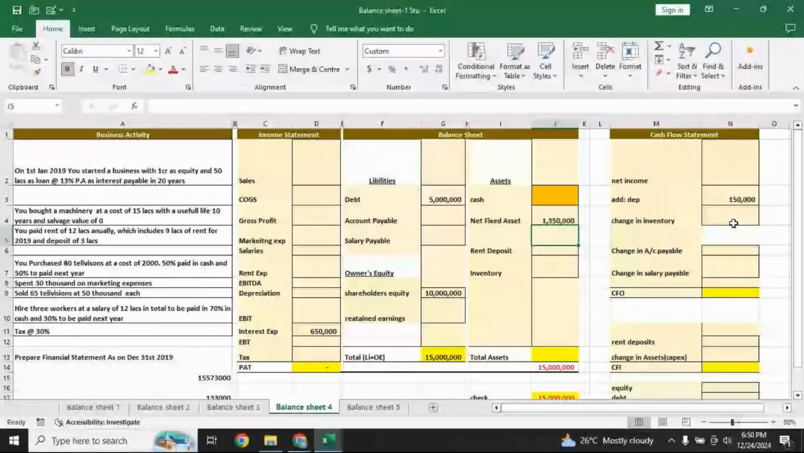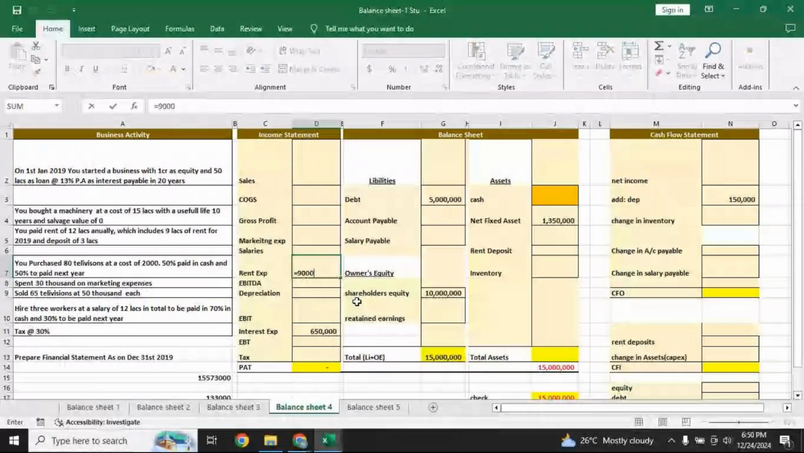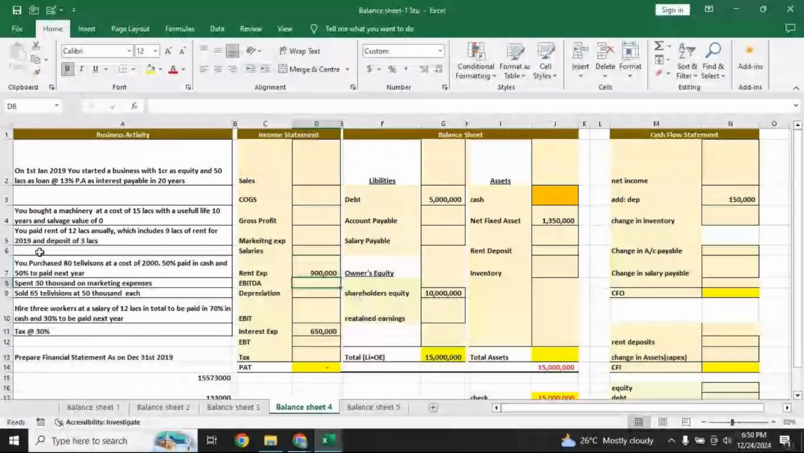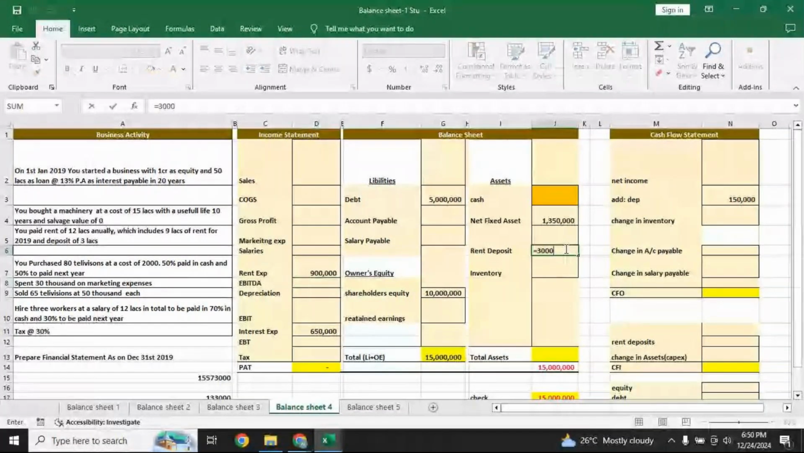So this is done. Then paid rent of rupees 12 lakh. So rent expenses is 9 lakh, on which 3 lakh will be the rent deposit. 3 lakh rupees is the rent deposit.